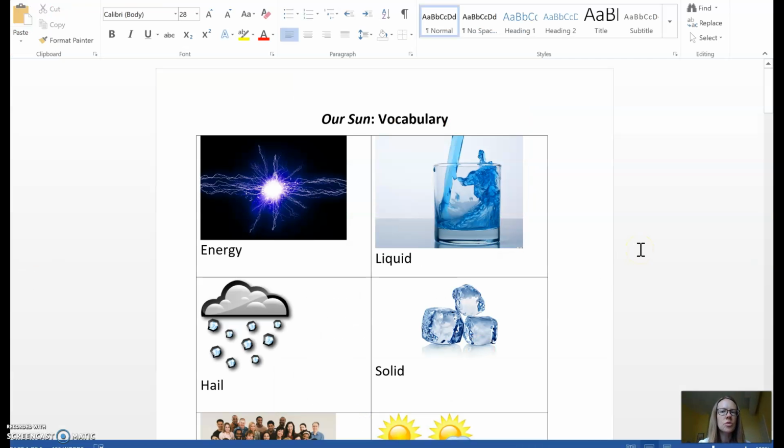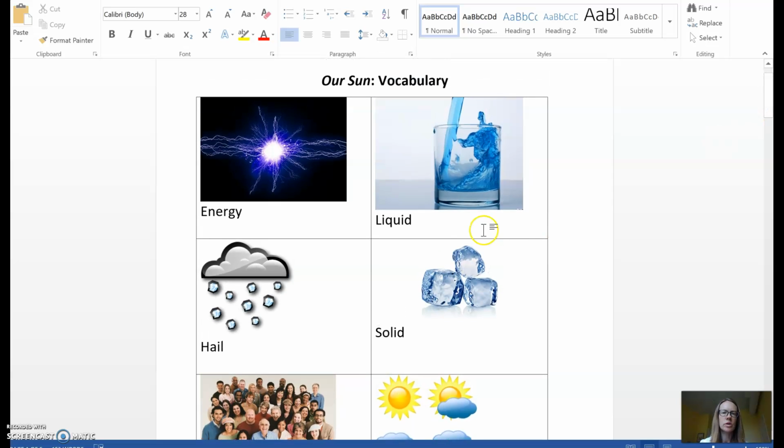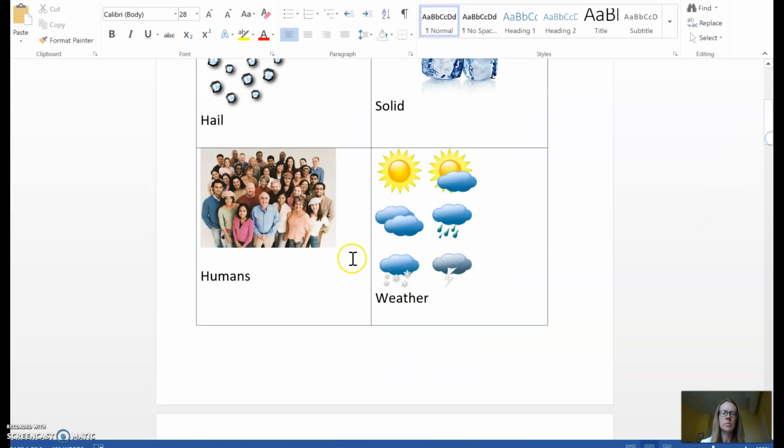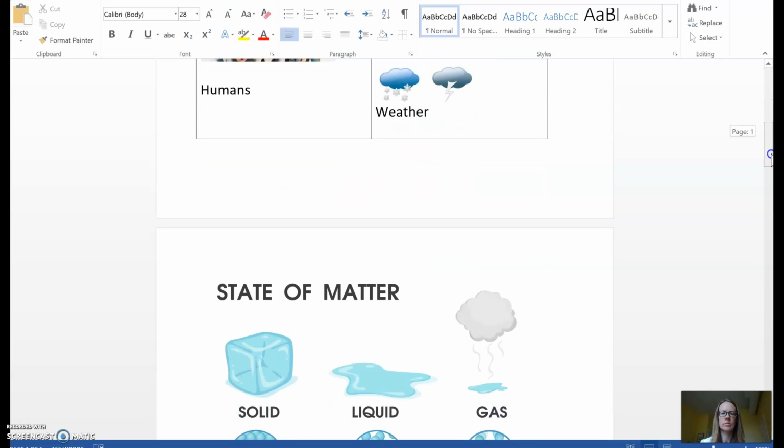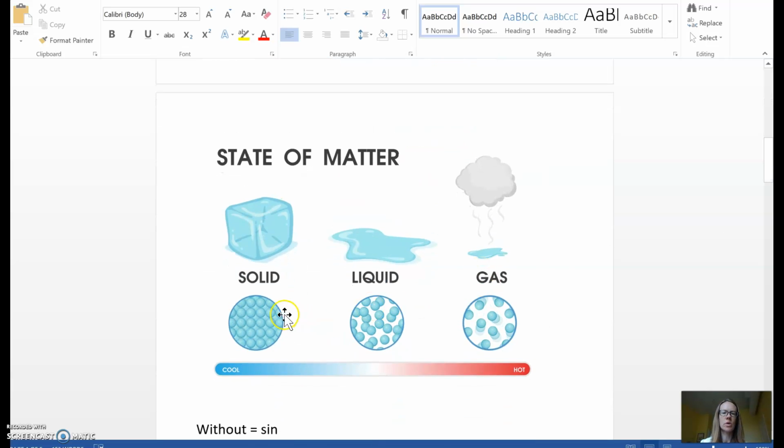Okay, good. Let's review our vocabulary before we continue reading Our Sun. Say the words with me. Energy, liquid, hail, solid, humans, weather. We know solid, liquid, gas.